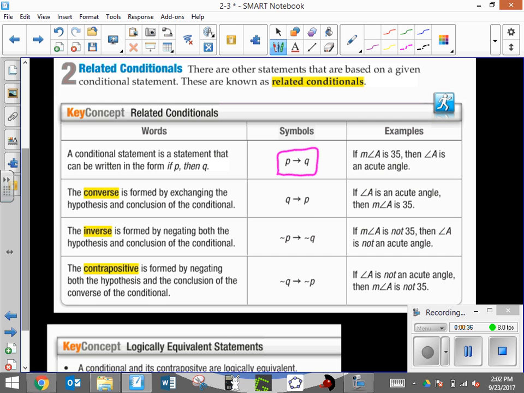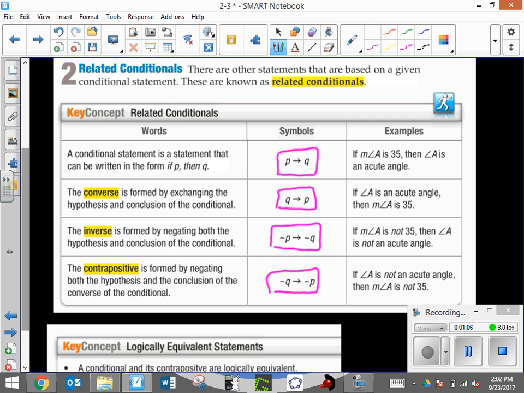So our converse, we're just going to flip them. It's going to become if Q, then P. We're going to take our conclusion and make it our hypothesis for our converse. The inverse, we're going to make it in the form if not P, then not Q. And finally, the contrapositive, we're going to say is in the form if not Q, then not P. All 3 of those relate back to the conditional.